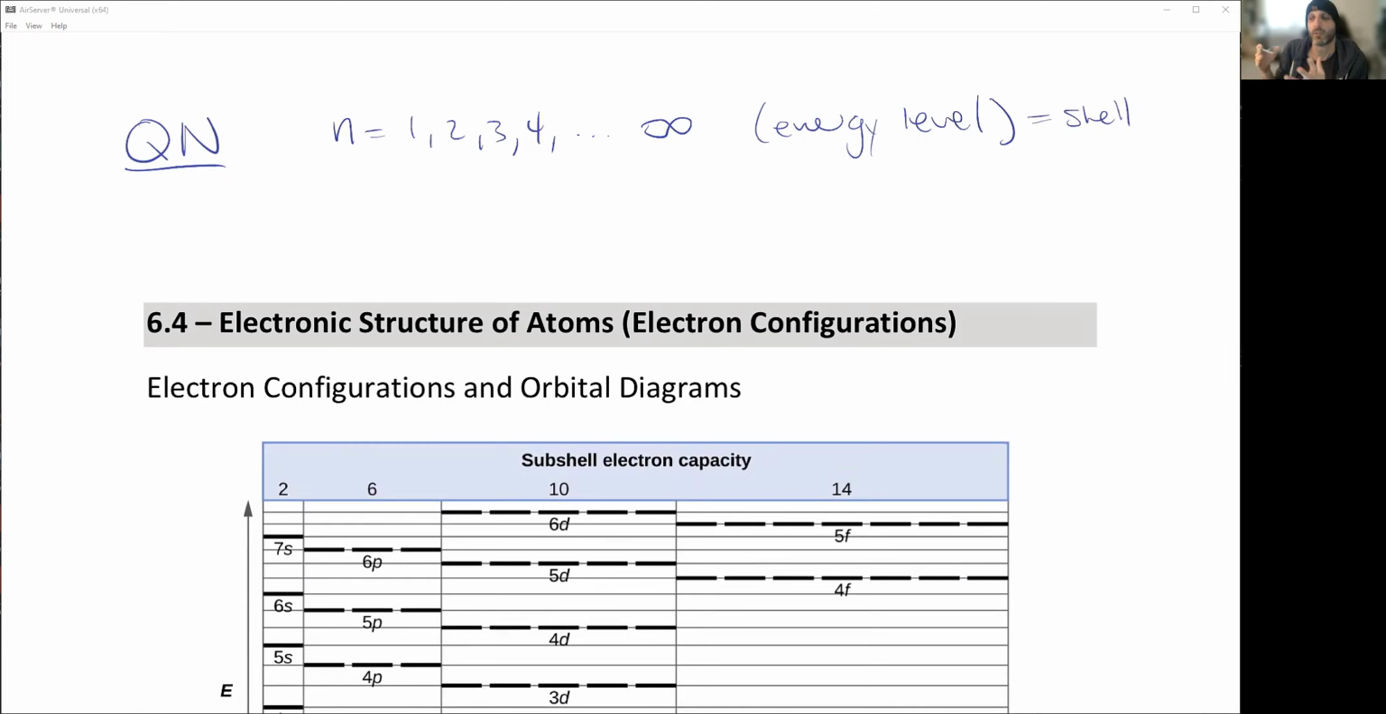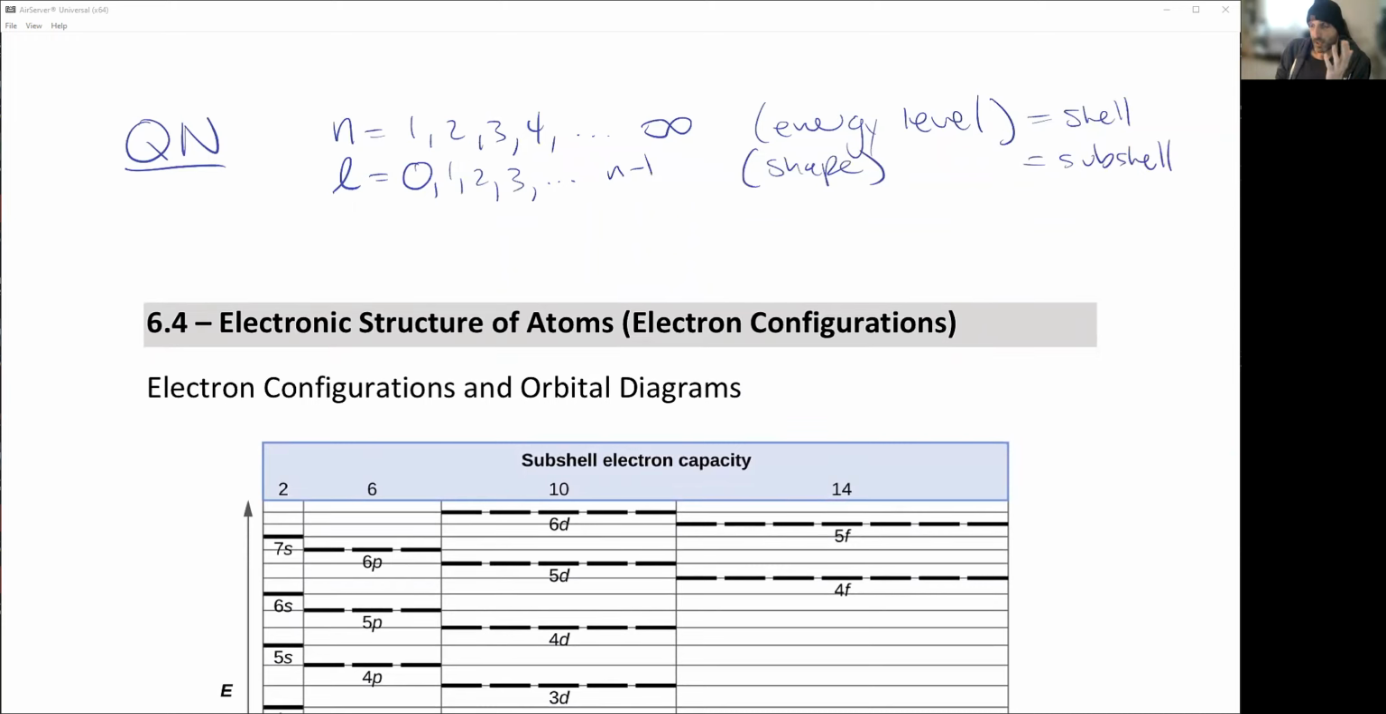And then once you break it down into shell, the next thing we look at is L, which is our subshell. Our subshell goes from 0, 1, 2, 3, all the way out to n minus 1. This is going to be the shape or the wave function. And this is going to be the subshell.